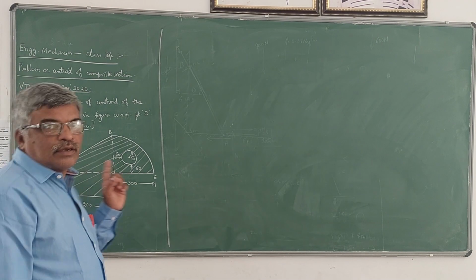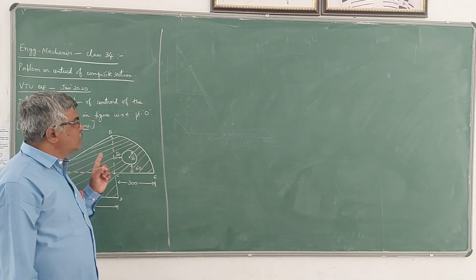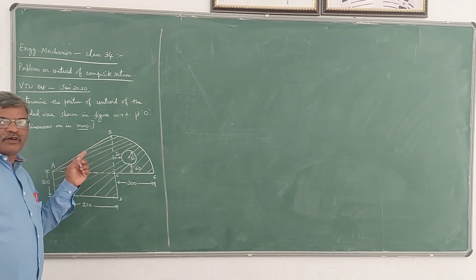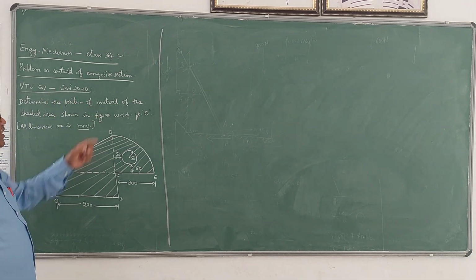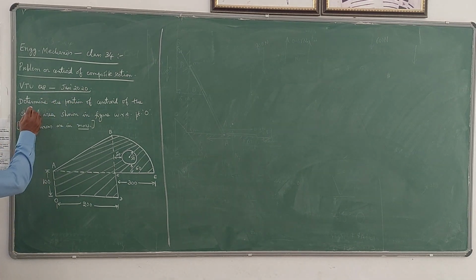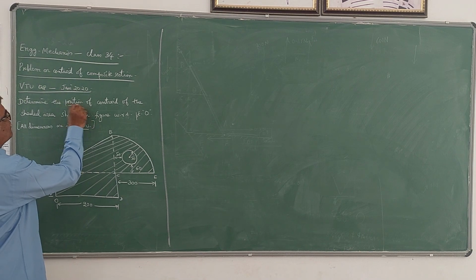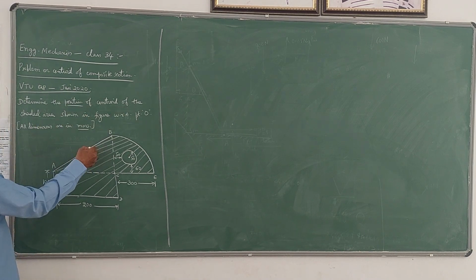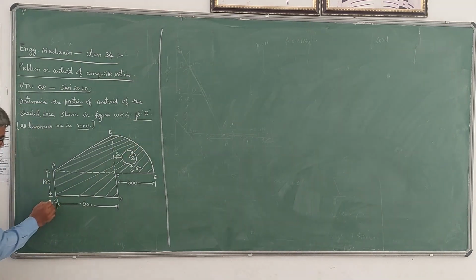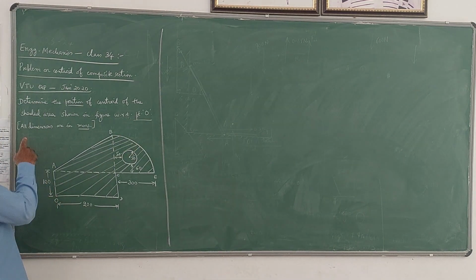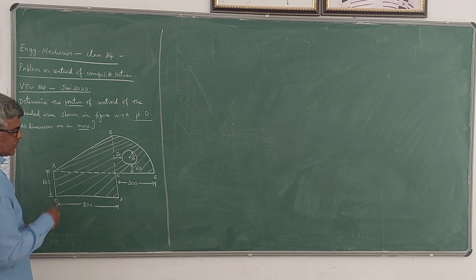So in this class, I will solve a problem of locating centroid of a composite section. VTU question paper problem, January 2020. The question is like this: determine the position of centroid of the shaded area shown in the figure with respect to point O. So point O is here. All dimensions are given in millimeters.